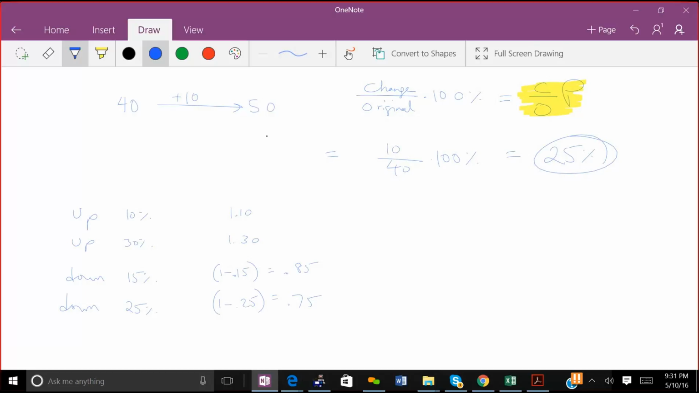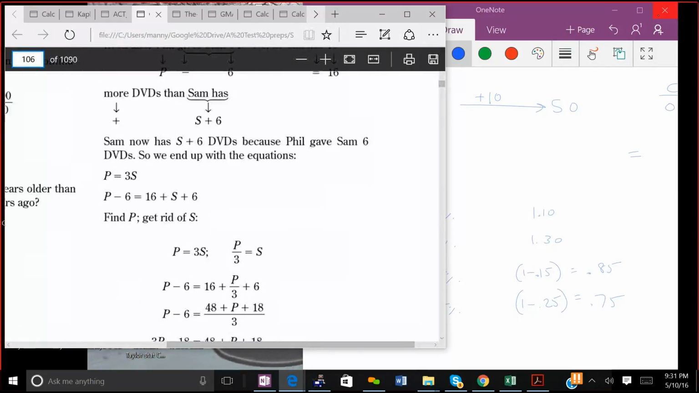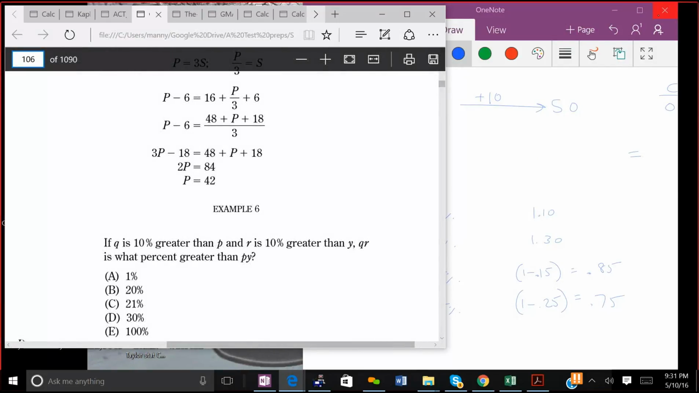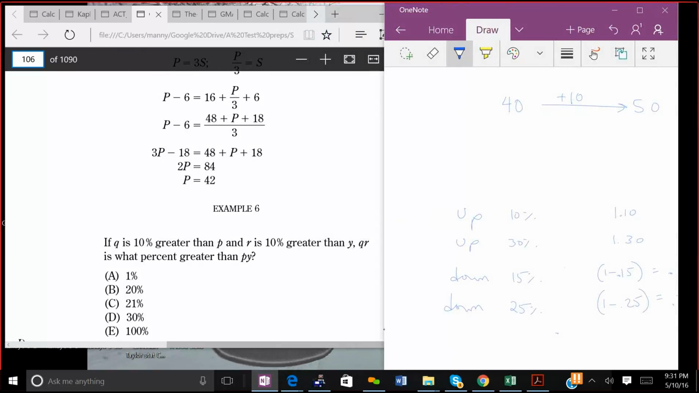Let me show you an example, and I'll show you how the book did it. This is a good book, but even this book doesn't do it the right way. Look at this example 6 here. Can you use the app I just showed you to try to do this? Go ahead and try it first.